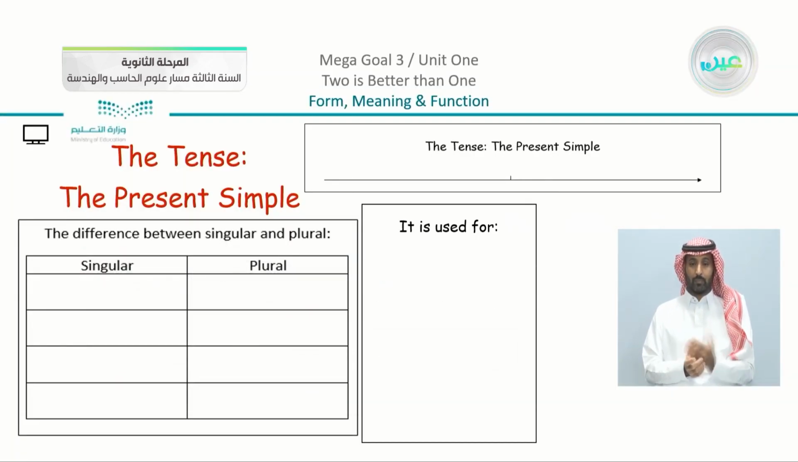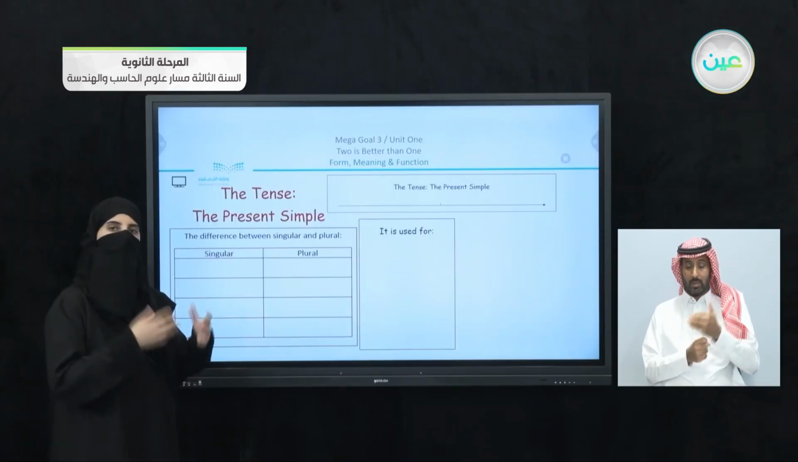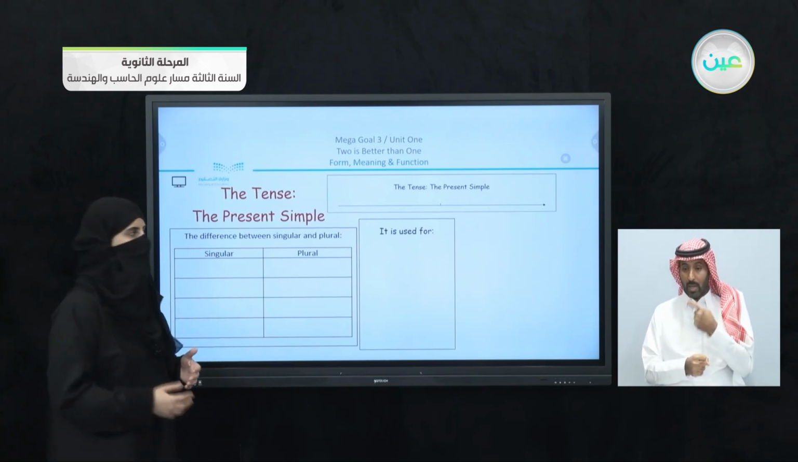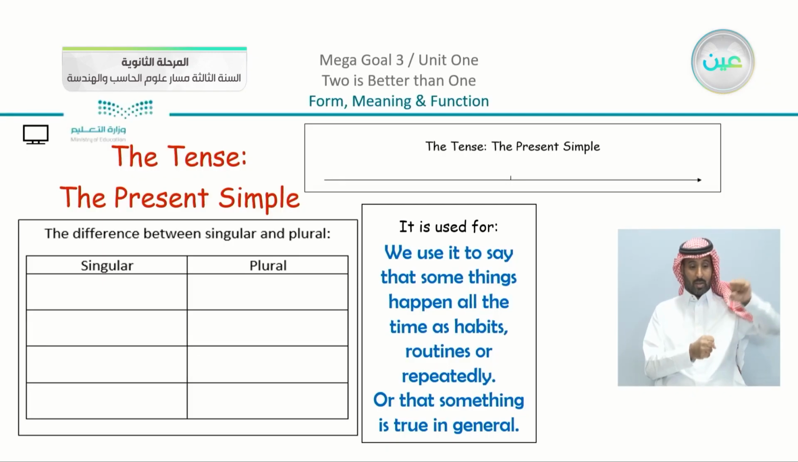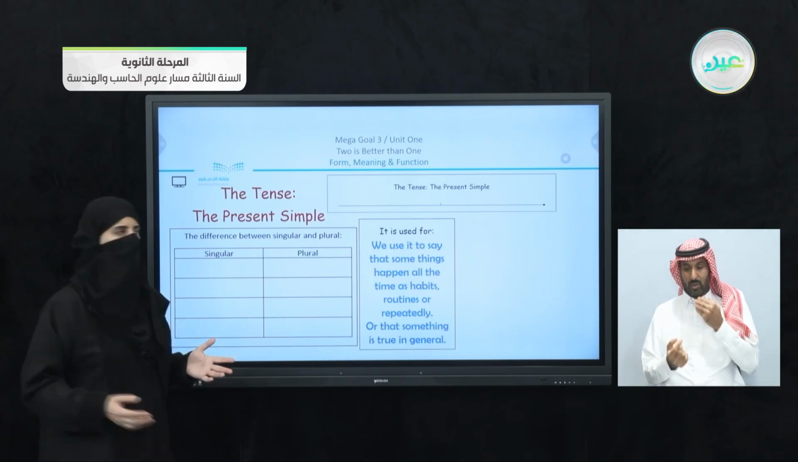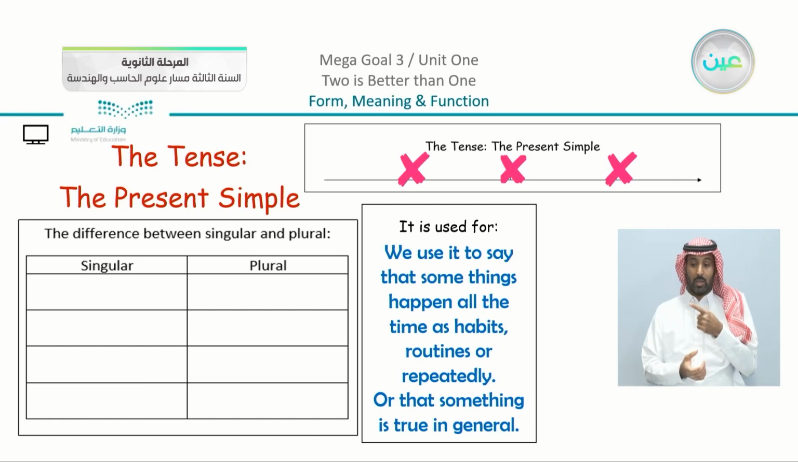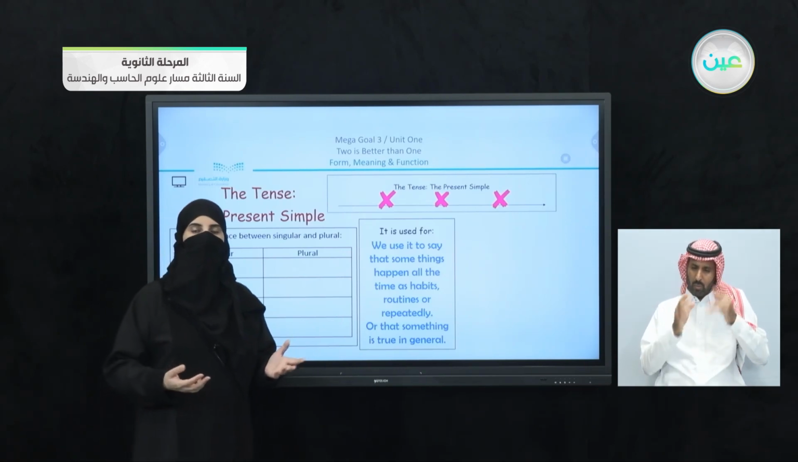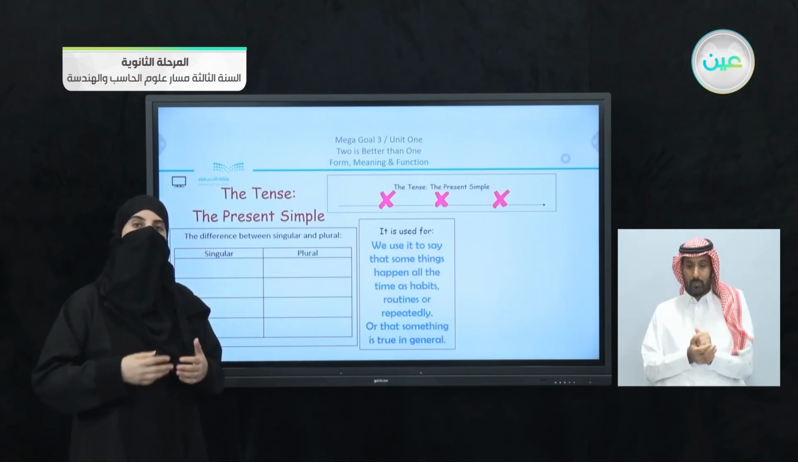Now I'm going to go back to the present simple. What is the present simple? The structure is actually not a new structure here, but just to remind ourselves what the present simple is. We can say that the present simple is used to say that some things happen all the time as habits, routines, or repeatedly, or that something is true in general. So when you are talking about a fact, you use the present simple. If you are talking about something that happens all the time, something that happened in the past, is happening now, and also happens in the future, like daily routines, for example, like praying. Now we pray 5 times a day.